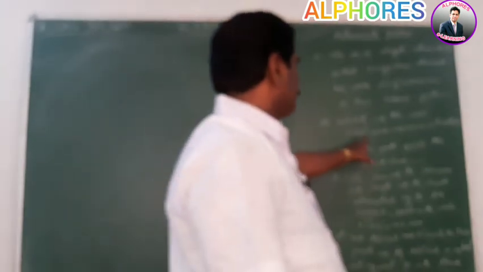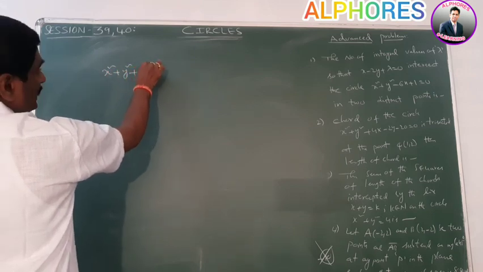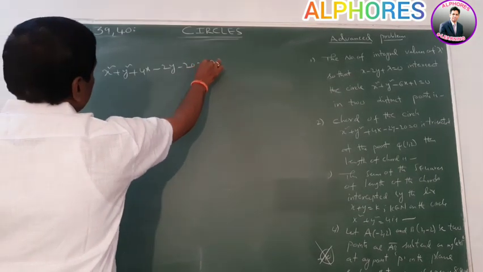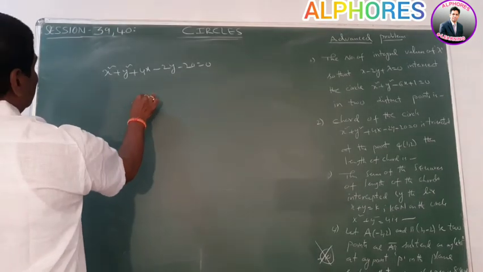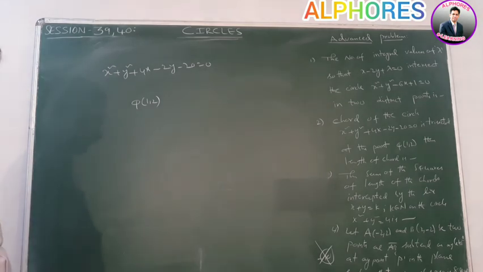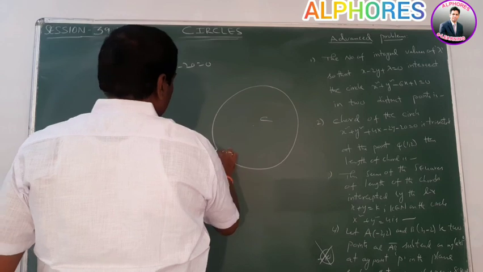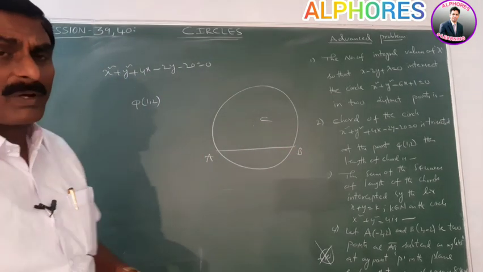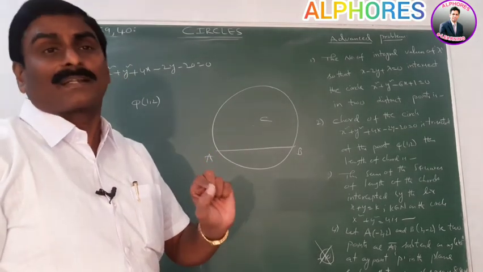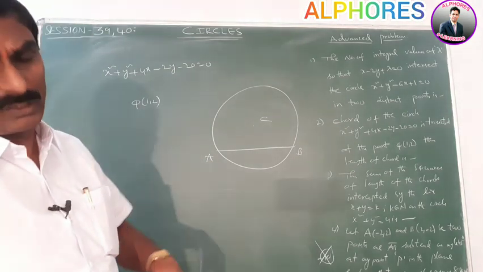Chord of the circle x square plus y square plus 4x minus 2y minus 20 is equal to 0 is trisected at the point Q(1, 2). Suppose C is the center of the circle and let AB be the chord. Trisection means if the point trisects the line segment AB, then it divides it in the ratio 1:2 or 2:1.